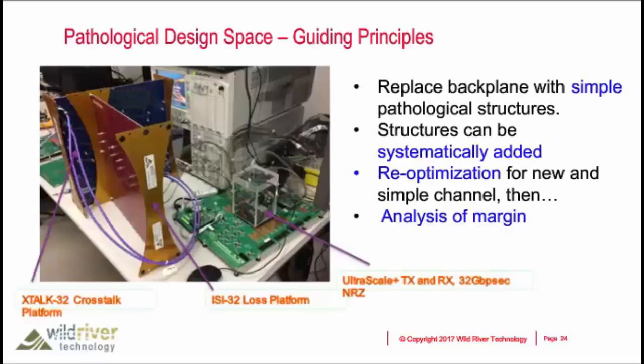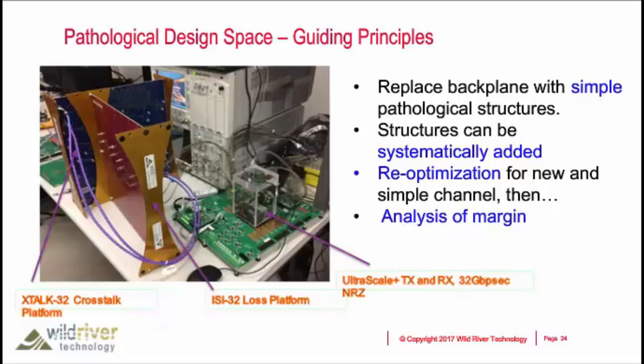This is an example of the UltraScale TX and RX running at 32 gig. We replaced the backplanes with some test platforms. The test platforms embody a concept of pathological design space. I'm going to discuss what that is in a minute. The structures are as simple as possible, and they're extremely high signal integrity, except for one pathology in the circuit. All the launches are pristinely designed.